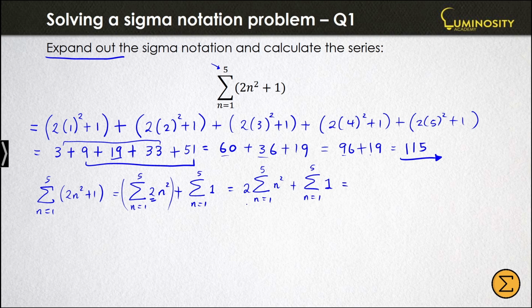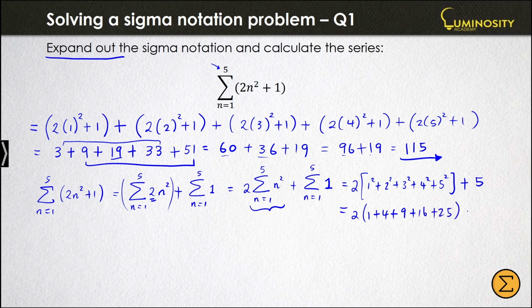Now for this first term, I just have to worry about the summation of the n terms. So that's going to be 2 into 1 squared plus 2 squared plus 3 squared plus 4 squared plus 5 squared. That's where I end. Plus, now this is the summation of just 1 from 1 to 5. We saw from either the first summation formula or the summing constants law that this is just 1 plus 1 plus 1 plus 1 plus 1, 5 times. So it's 5 times 1, which is just 5. So if I do that, 2 into 1 plus 4 plus 9 plus 16 plus 25, plus 5.